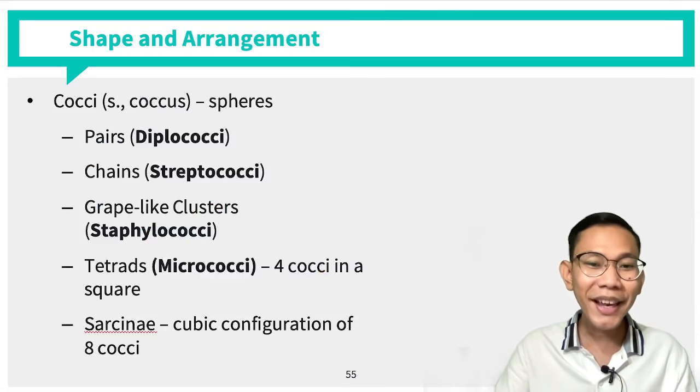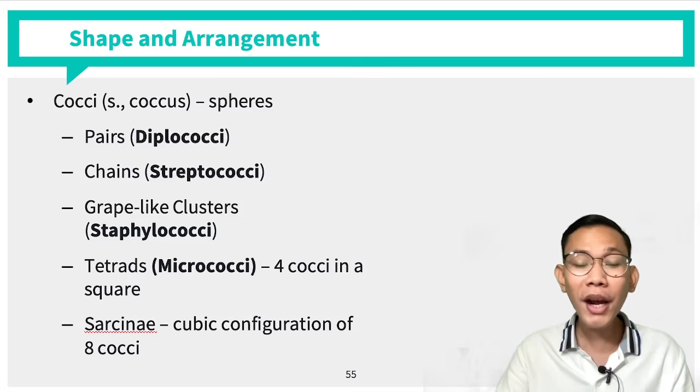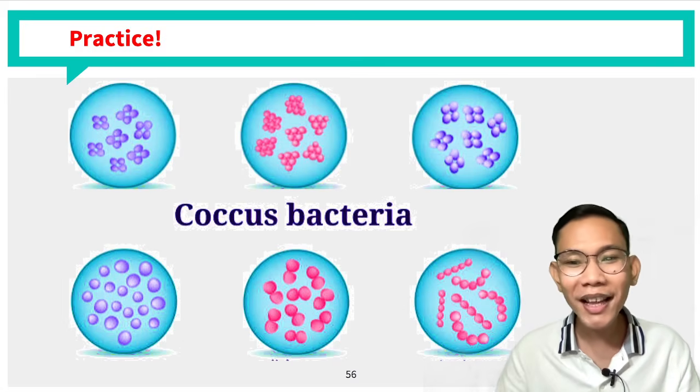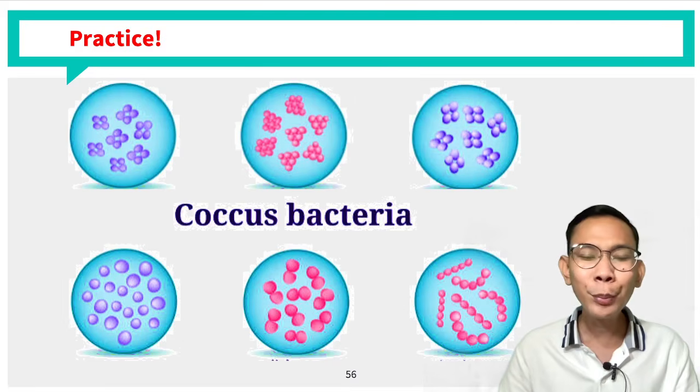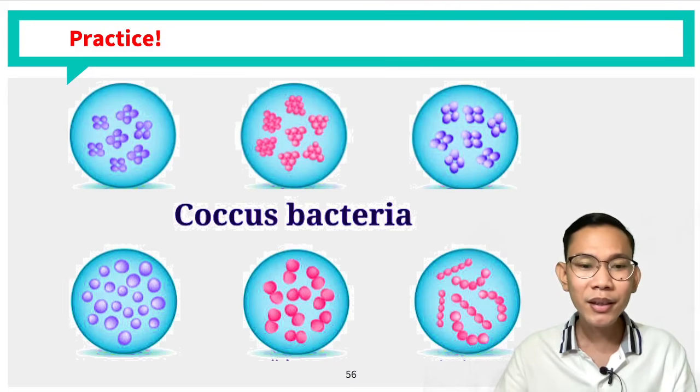So let's review again. Pairs or your diplococci, chains or your streptococci, your grape-like structures which are your staphylococci, your tetrads which are your micrococci, 4 cocci in a square, or your sarcinae which is a cubic configuration of 8 cocci. So let's have a practice. Let's identify. I want you to practice yourself because this is the only way for you to really identify if you really understand my lesson. So what's this?